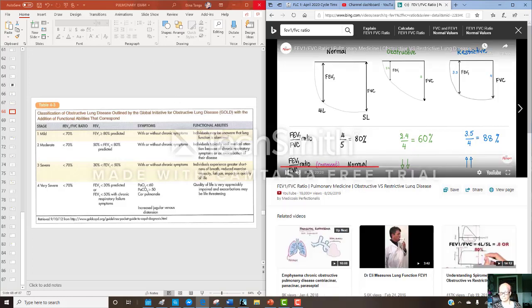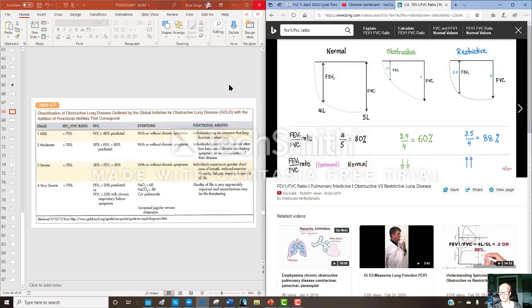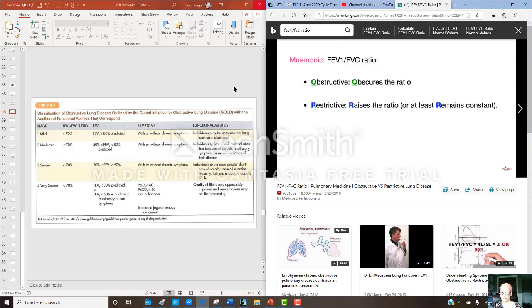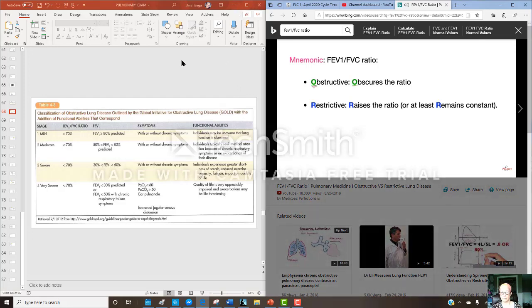Can you comment? Yes, in normal people, FEV1 FVC ratio is normal. In obstructive lung disease, it's decreased. In restrictive lung disease, it's increased. Or it could be normal. If you really don't want to think, here is a very great mnemonic. Obstructive lung disease obscures the ratio, decreases. Restrictive lung disease raises the ratio or at least remains constant.